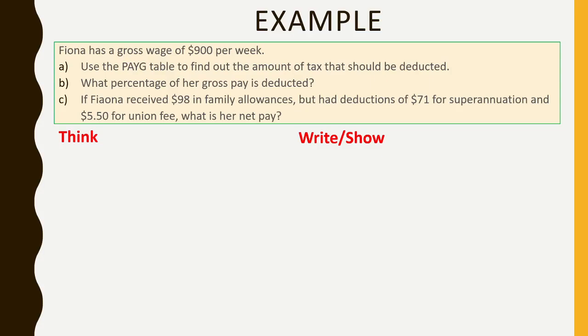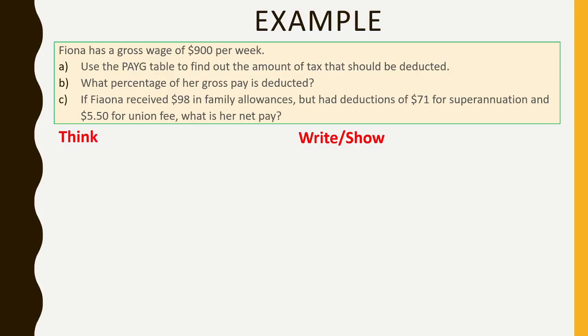Here's our second example. Fiona has a gross wage of $900. We need to do three things for this. We need to use the PAYG table and find out the amount of tax that should be deducted. We will work out that percentage of her pay that is deducted, and then if Fiona receives an extra $98 for family allowances but has other deductions such as $71 for superannuation and $5.50 for her union fees, what's her net pay?